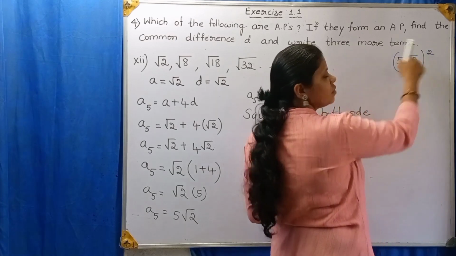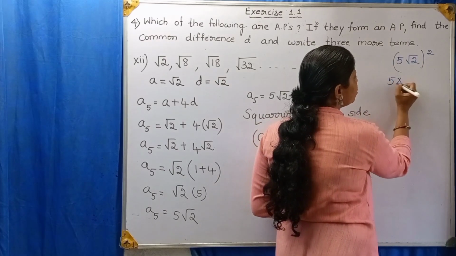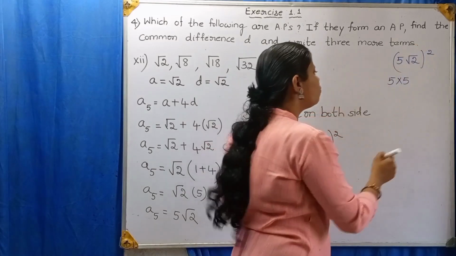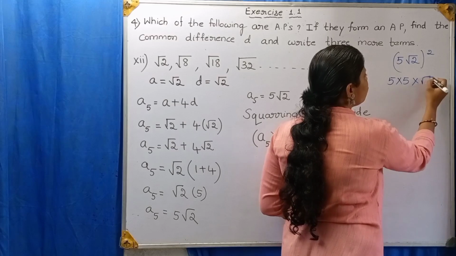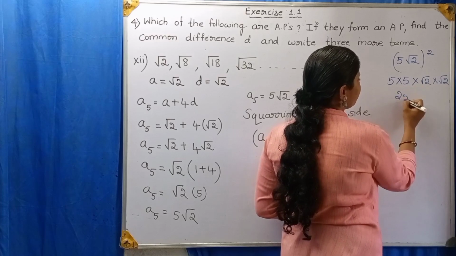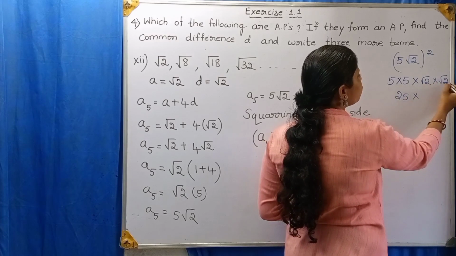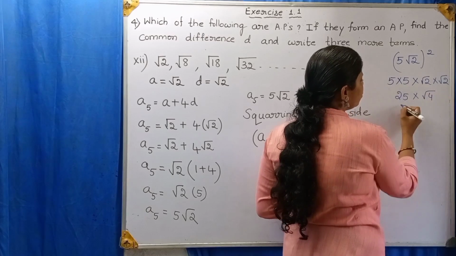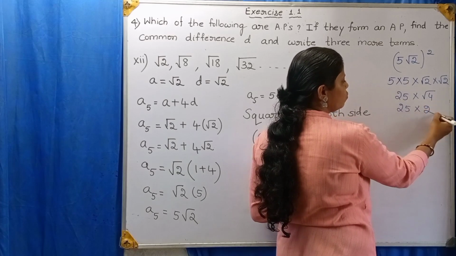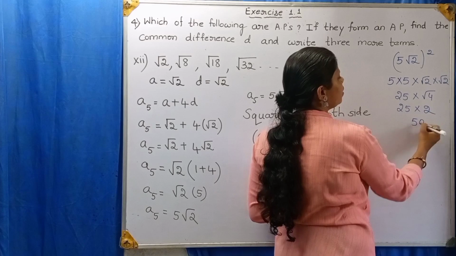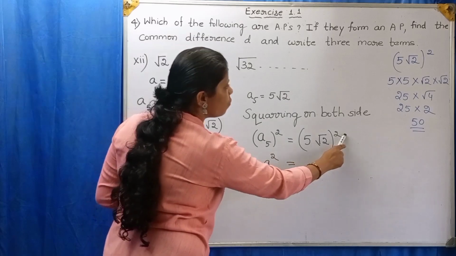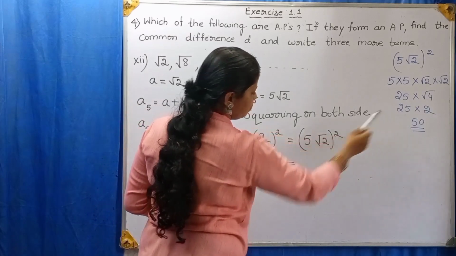Say 5 is present 2 times. That is 5 into 5, square means 5 is present 2 times. Then root 2 is also present 2 times, into root 2 into root 2. 5 5s are 25 into root 2 into root 2 is what? Root 4. 25 into, we know that square root of 4 is what? 2. 25 2s are 50, right? Therefore, this 5 into root 2 the whole square, I can write it as 50.